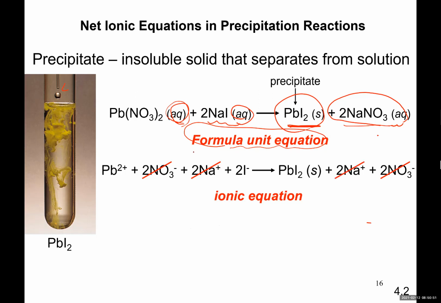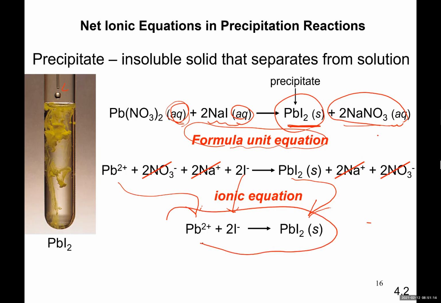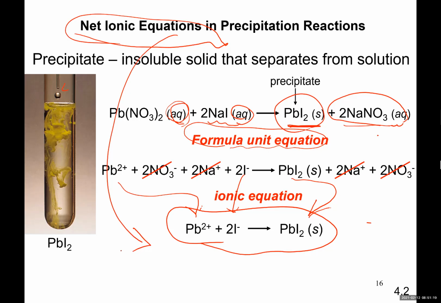So what is left in this ionic equation? On the left-hand side, I have Pb2+ and I-, and Pb2+. That's all I have left on the left-hand side. And on the right-hand side, I have PbI2, which is in solid form. Everything else is gone. So this is what we call the net ionic equation. A net ionic equation shows the real players in a chemical reaction.